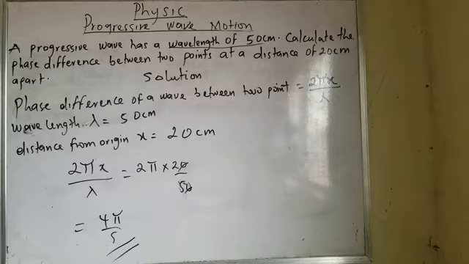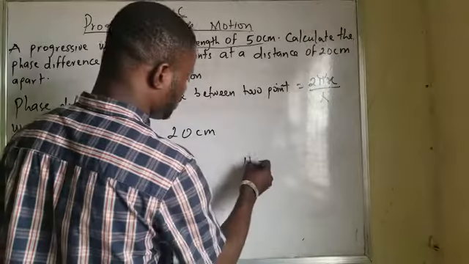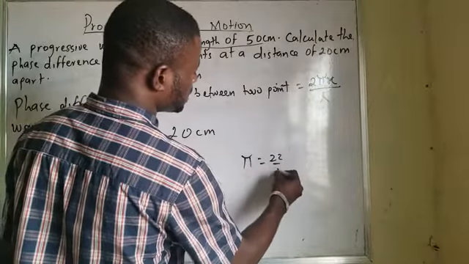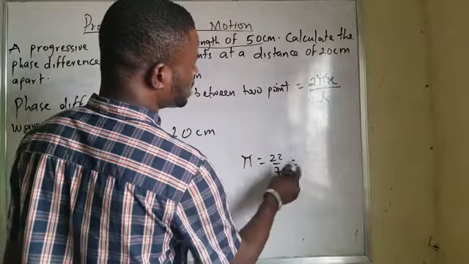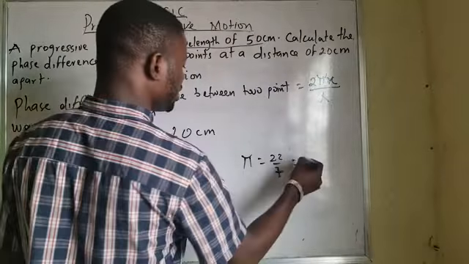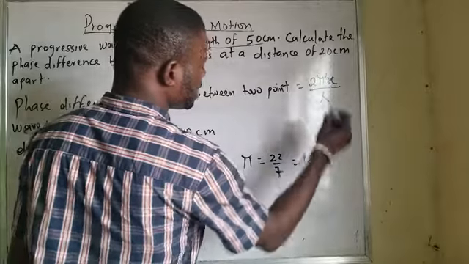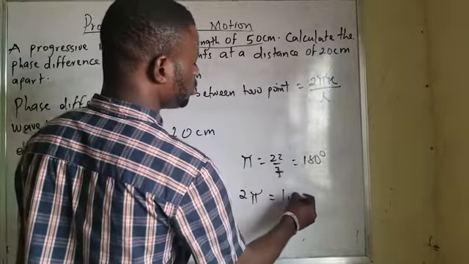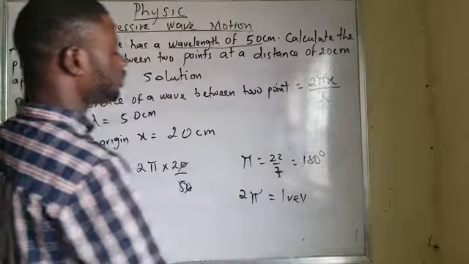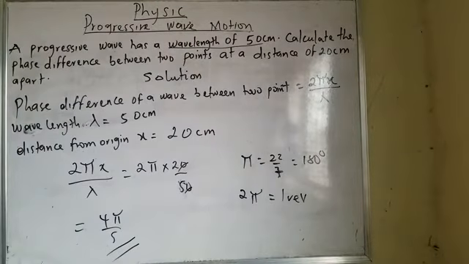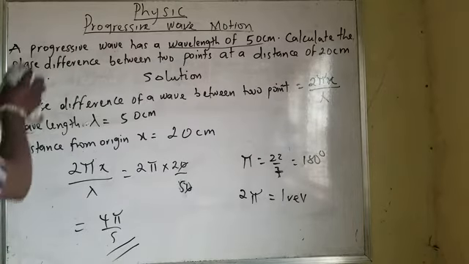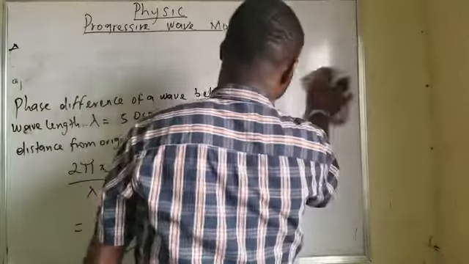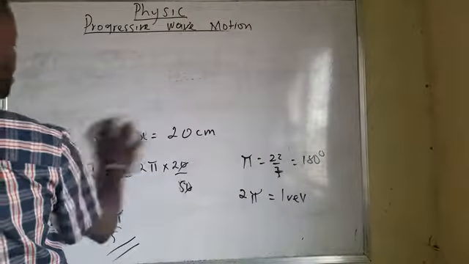And also my pi is equals to 22 all over 7, or in terms of degree is 180, and 2 pi equals to 1 revolution. Please take note of those things very, very well. That is the answer to that. Now, let me try to explain another question.